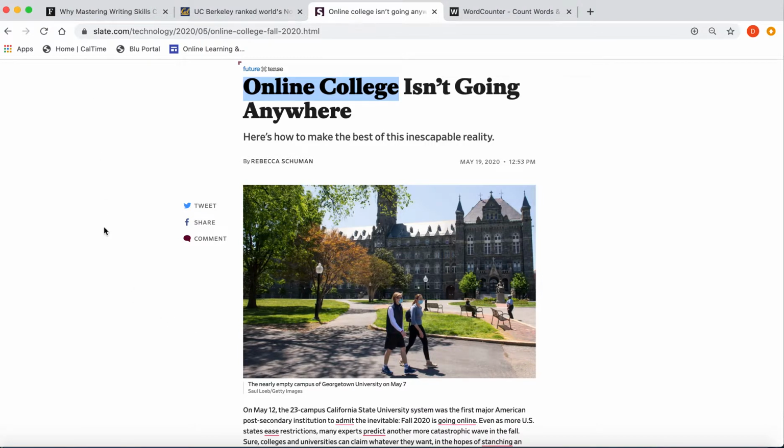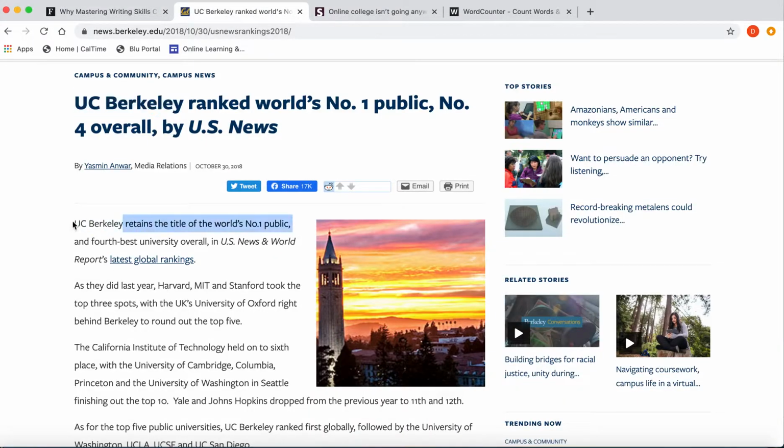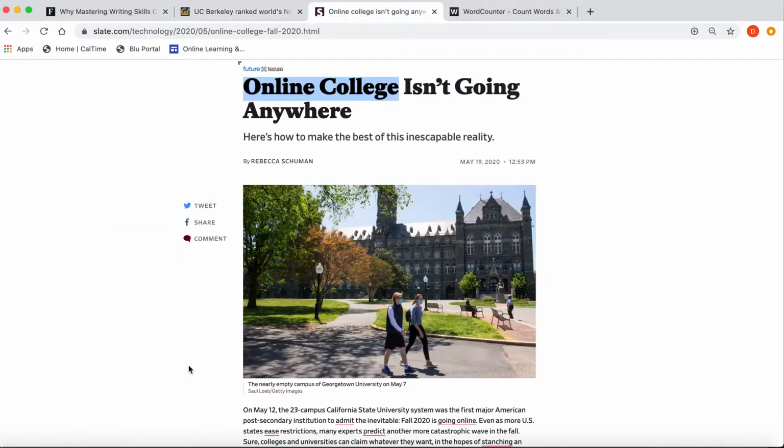But besides the titles and the images, if you also look at the very first words of the texts, you'll see the topic there too. Excellent writing skills. First word of this article or phrase, UC Berkeley, right? And then here we open up with an example of a college that's online. All right? So these three things together, the title, the lead image, the first sentence, all work in harmony to really show us what the topic is.